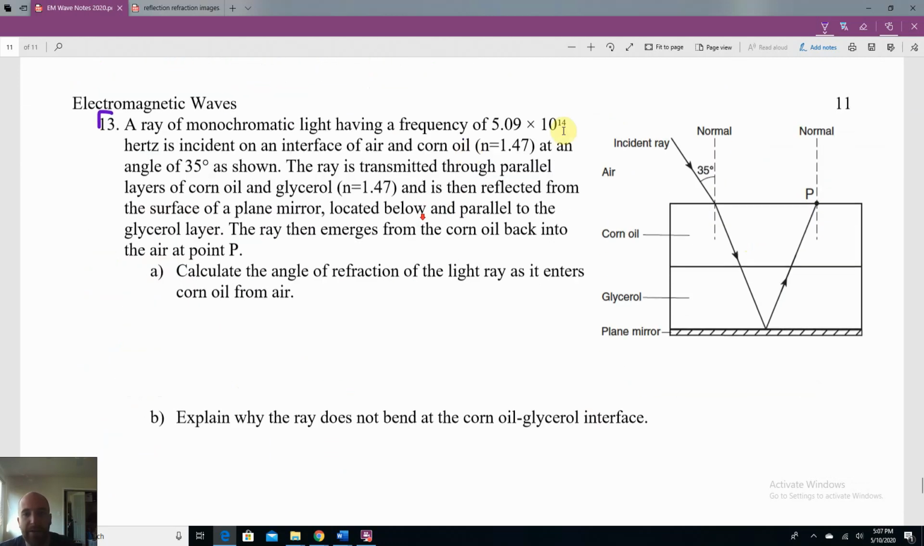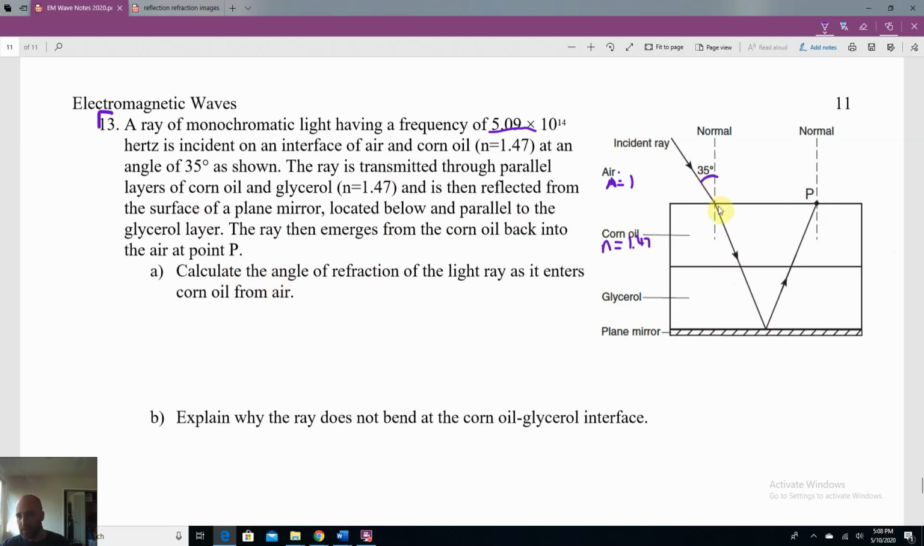A ray of monochromatic light, okay, notice I keep giving you the same frequency, is incident on an interface of air and corn oil. So remember, air has that index of 1, n equals 1. And for corn oil, n equals 1.47. This strikes at an angle of 35 degrees. So this is our 35 degrees. Cool. And then it is reflected from the surface of a plane mirror located below and parallel to the glycerol layer. The ray emerges from the corn oil back into the air at point P. So basically, they're just describing the diagram. Let's go. Find the angle of refraction of light as it enters corn oil from the air.